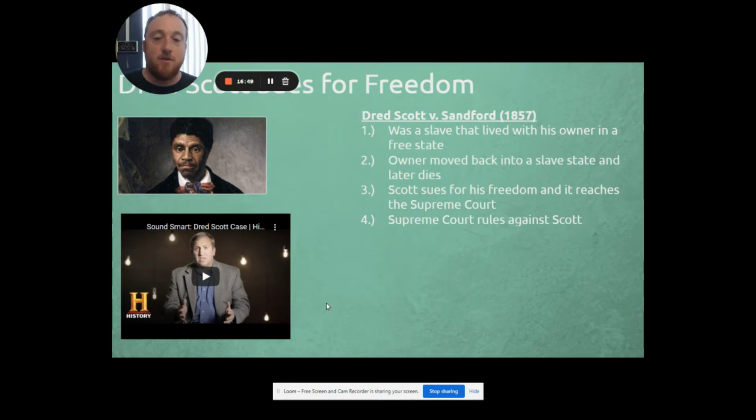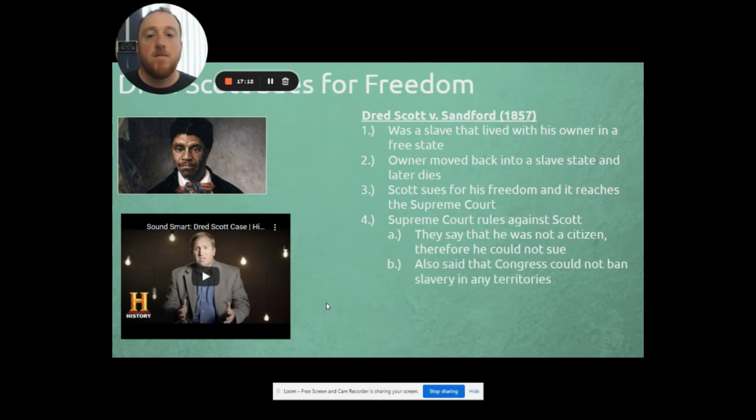So Dred Scott is the African American, the guy right below me there. The Supreme Court says, nope, we're not doing that. Their decision, the reason why, is they say that he is not a citizen, therefore he cannot sue anybody. So he could not sue for his freedom. They're technically still saying that Dred Scott is property. A lot of these people at this time still thought of African Americans as being property. So he did not have any rights.